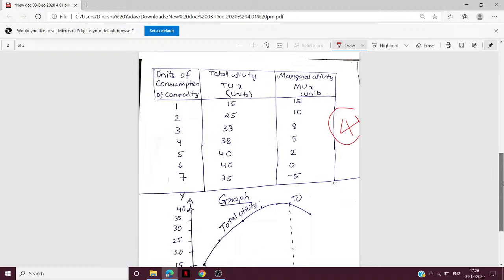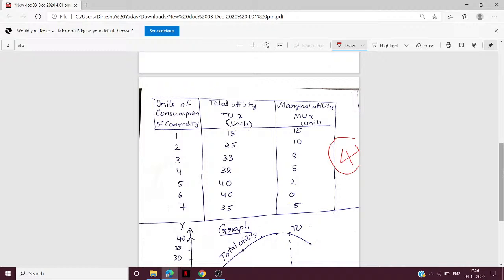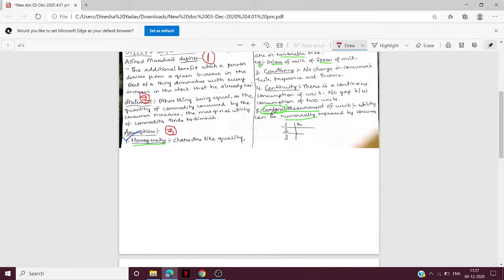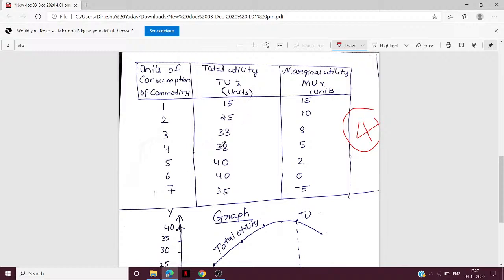So the fourth one is tabulation. How we can prepare a statement, that is law of diminishing marginal utility, in the form of table is, as you can see in the screen, we have three columns. First column says units of consumption of commodity. As you know, in assumption, our last point was cardinal measurement. What that means? We should represent in numerical form, that is 1, 2, 3, 4 and 5, 6, 7. Likewise.